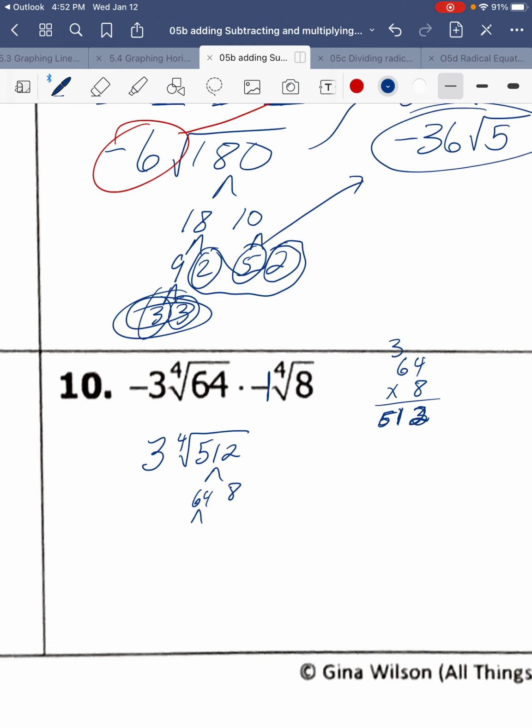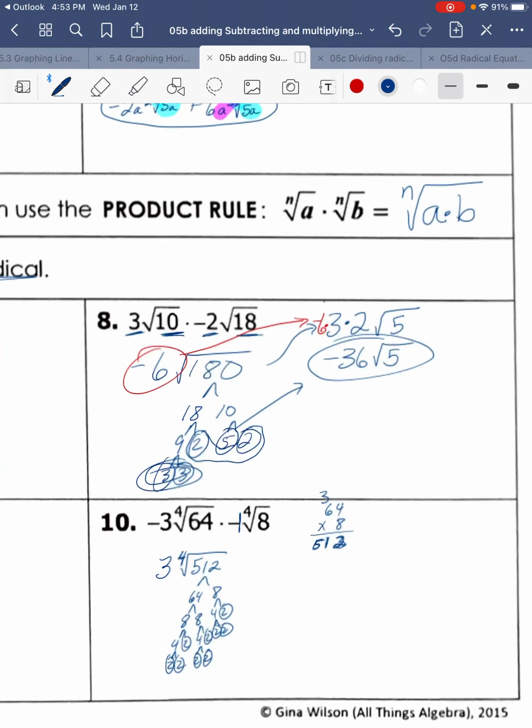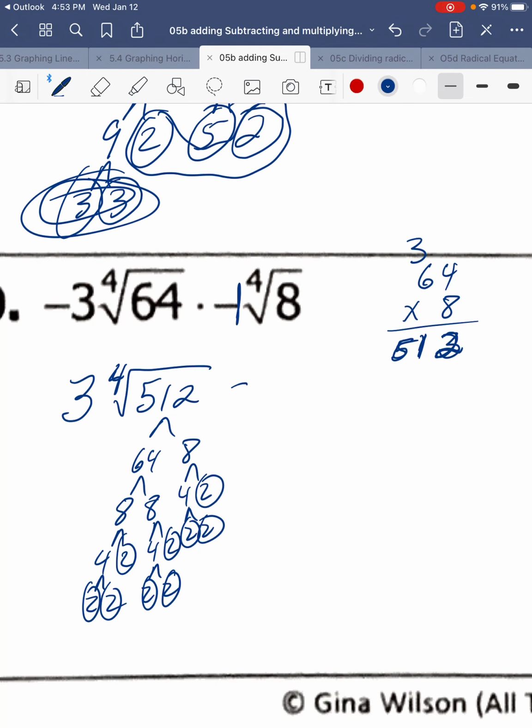64 and 8. 8 and 8. You can actually, well, it's not a cube root, it's a fourth root, so I can't stop here because I had a pair of 3/8, but it's a fourth root, so we got to keep going. 4 and 2, 2 and 2, 4 and 2, 2 and 2, 4 and 2, 2 and 2. Oh my gosh, that's a lot of 2's. 2's everywhere. My goodness, sorry about that.